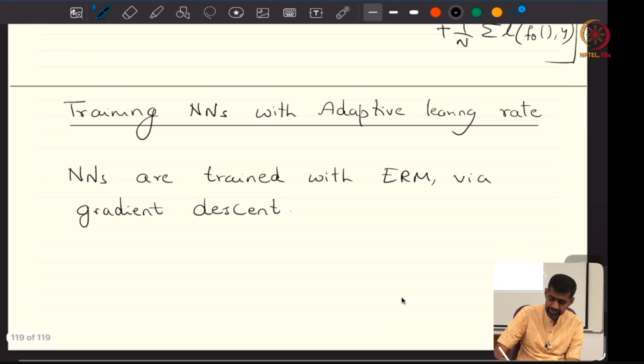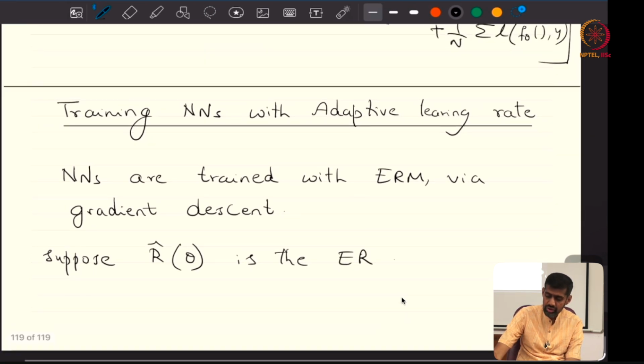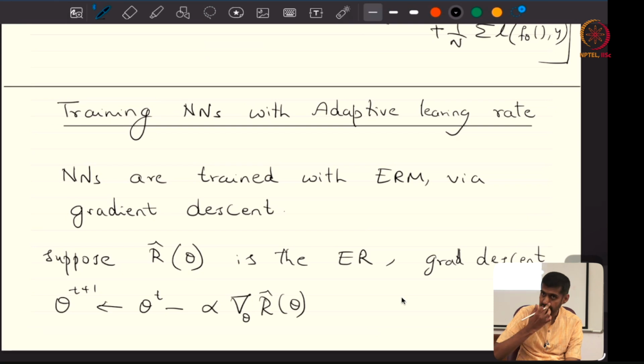Now, suppose R cap of theta is the empirical risk. Now, gradient descent estimates the parameters as follows. Now, you have theta t plus 1 to be theta t minus alpha times the gradient of the empirical risk with respect to theta. Right, this is what the first order gradient descent is all about.